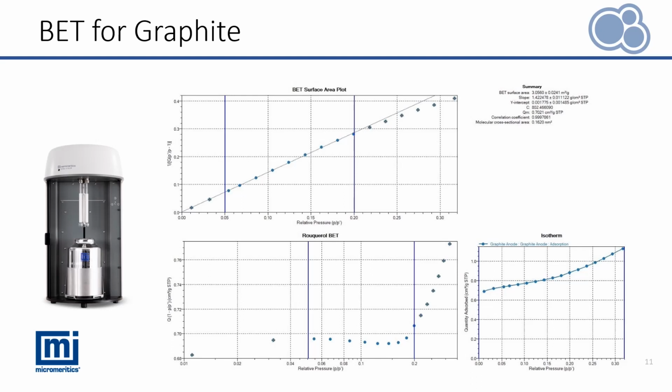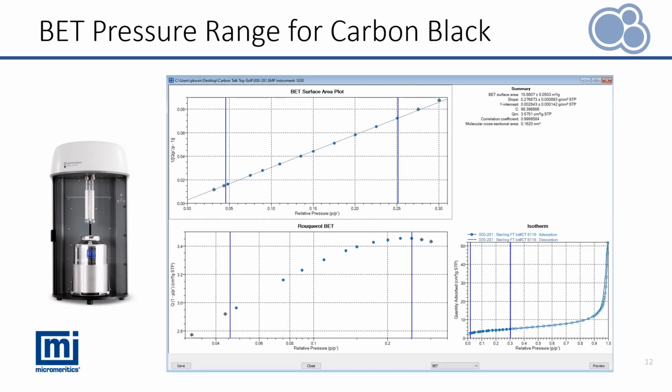The BET plot of the graphite seems unusual from the typical one, and it is more prominently shown on the Rouquerol plot, displaying two linear regions: one from about 0.05 to 0.2 relative pressure, and then another linear region from 0.2 and up. If you're not familiar with a typical BET plot, here is an example of how the BET plot and the Rouquerol transform plot look on a carbon black sample.